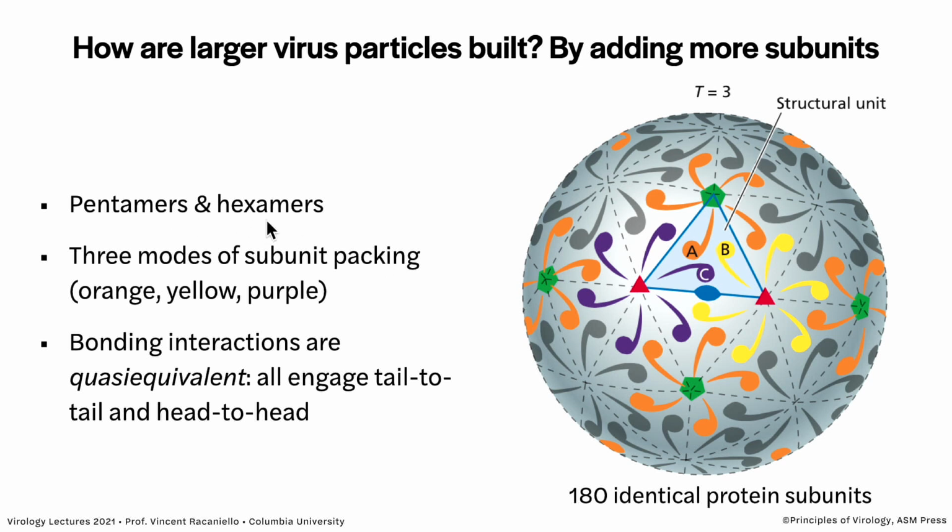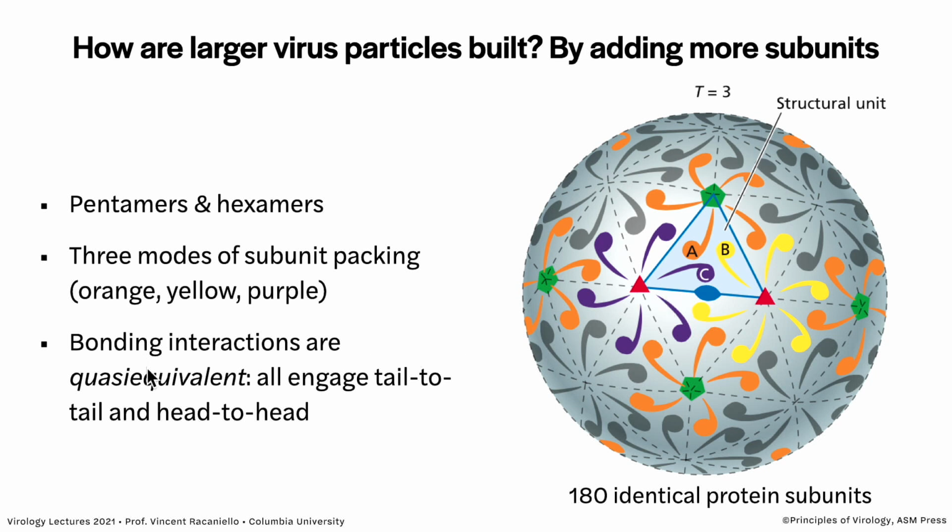We now have pentamers and hexamers because we have different modes of subunit packing. So here, for example, there's a 5-fold axis of symmetry. There are 5 copies of this structural protein around it. But you can see around the 3-fold axis, we have 6 copies of this particular protein around it. So this is a pentamer, and this is a hexamer. That's what happens when you add more subunits. You break that original icosahedral symmetry, so now you have slightly different interactions. You still have head-to-head and tail-to-tail, but because you have some areas where there are 5 subunits and some areas where there are 6, by definition, the interactions are no longer identical.